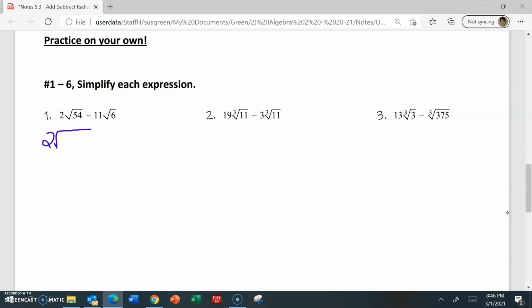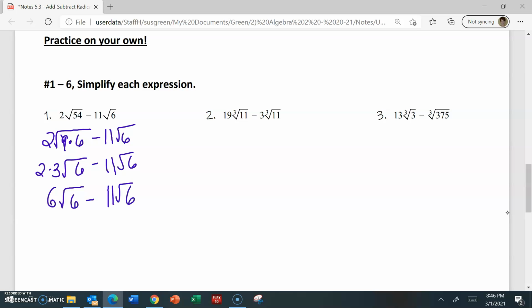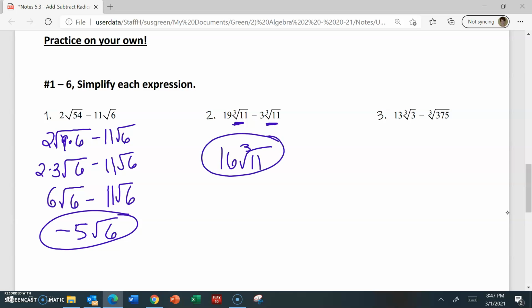and hopefully you're watching what I'm doing here, and this is becoming a little faster. Our square root would be 2 times 3 radical 6. So you should have taken 6 radical 6 minus 11 radical 6, and your final answer here is negative 5 radical 6. Number 2. Ooh, I like this one. They already have 3 radical 11 and cube root 11. So they already match. So 19 minus 3, your answer is just 16 cube root 11s. That's great. That one's good.